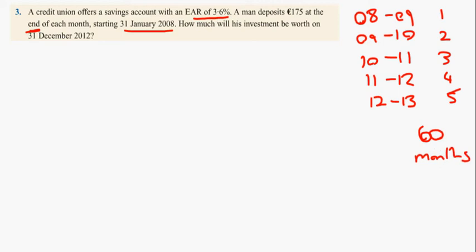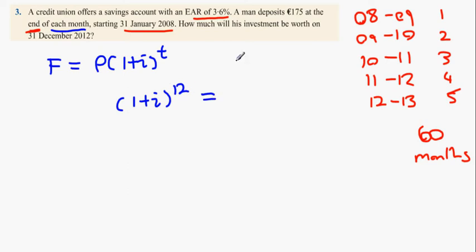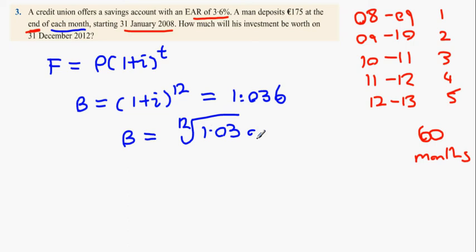Now what we're going to do next is use our F equals P into 1 plus i to the power T. Now the thing is, we have a yearly AER, so because we're doing monthly installments, 1 plus i to the power 12 has to be the equivalent of a yearly increase. And we're going to store this as our variable b. Our variable b therefore equals the 12th root of 1.036.